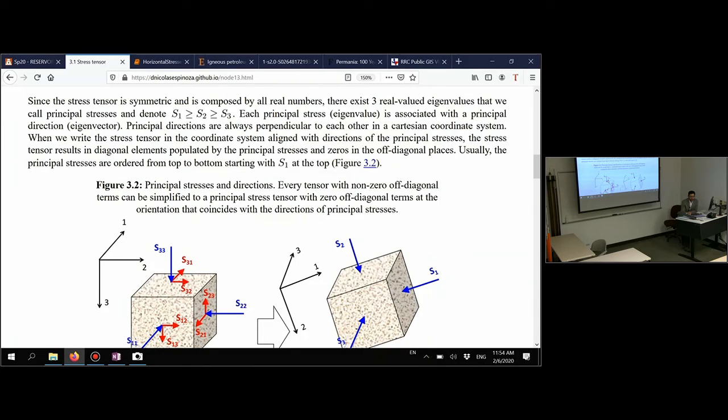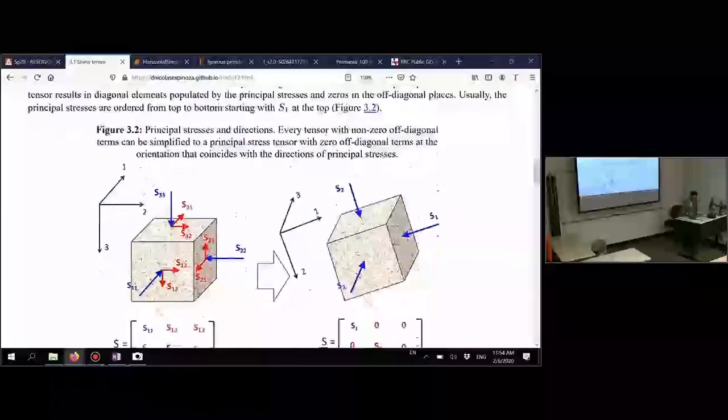I don't know if you can do this in Excel. Probably you can, but I have never done it in Excel. But in Python, in MATLAB, you can do that very easily. Eigenvalue, eigenvector of a matrix, and you get that right away.